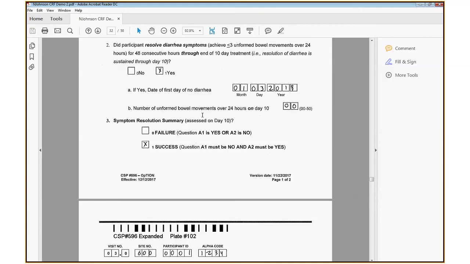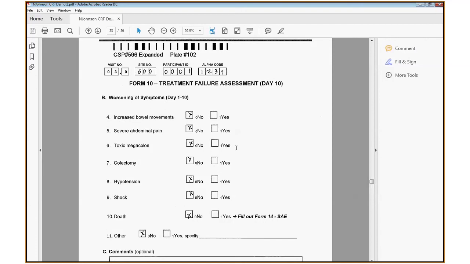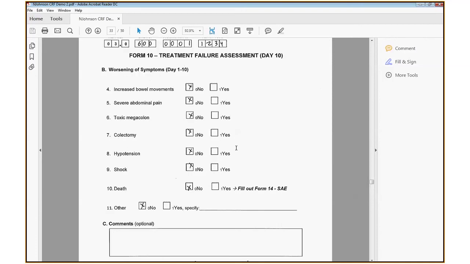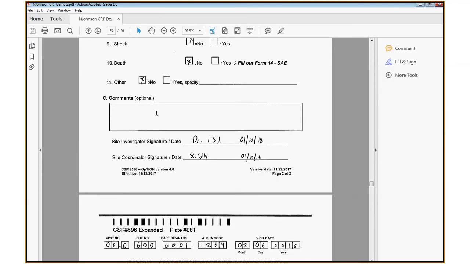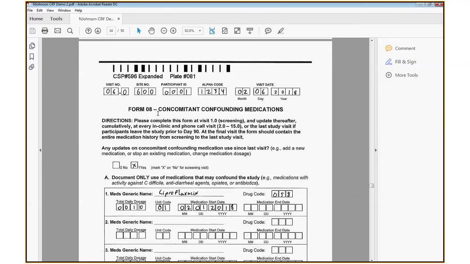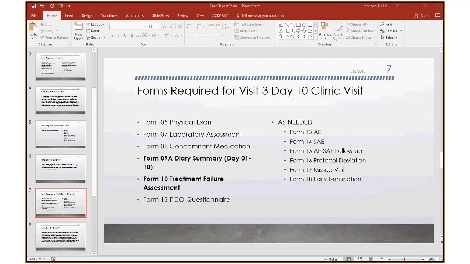Number of unformed bowel movements in 24 hours on day 10, and they're considered a treatment success since question A1 must be no and A2 must be yes. Were there any worsening of symptoms? And you'll complete this to indicate if there are. And as always, concomitant medication must be completed at each visit. And hold on, I've skipped ahead. All right.